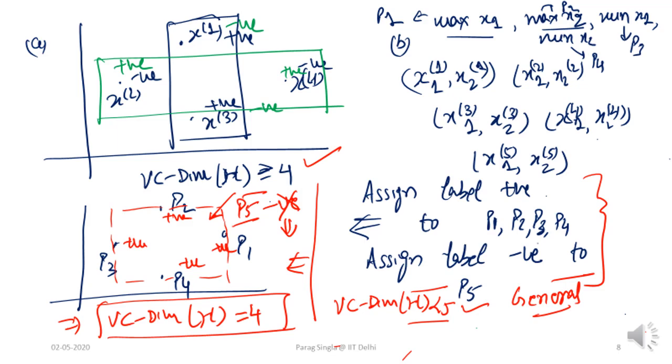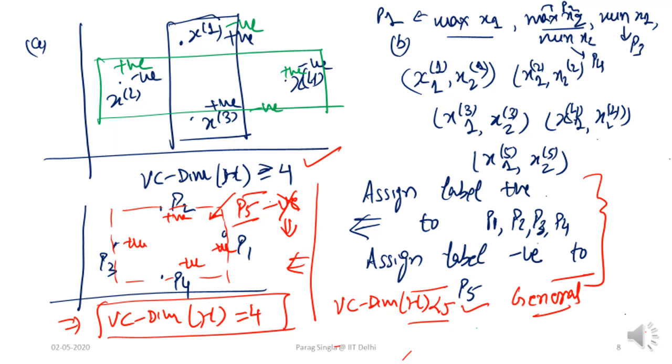Once again, what we have done is go through these 5 points and pick those 4 points where one has the max value of the x1 coordinate, the second has the max value of the x2 coordinate, the third has the min value of the x1 coordinate, and the fourth has the min value of the x2 coordinate. So we pick these 4 points, and in some sense they will be at the extremes in the R2 space. Now we will come up with a labeling which assigns positive to these 4 points, which have been picked in the above manner.